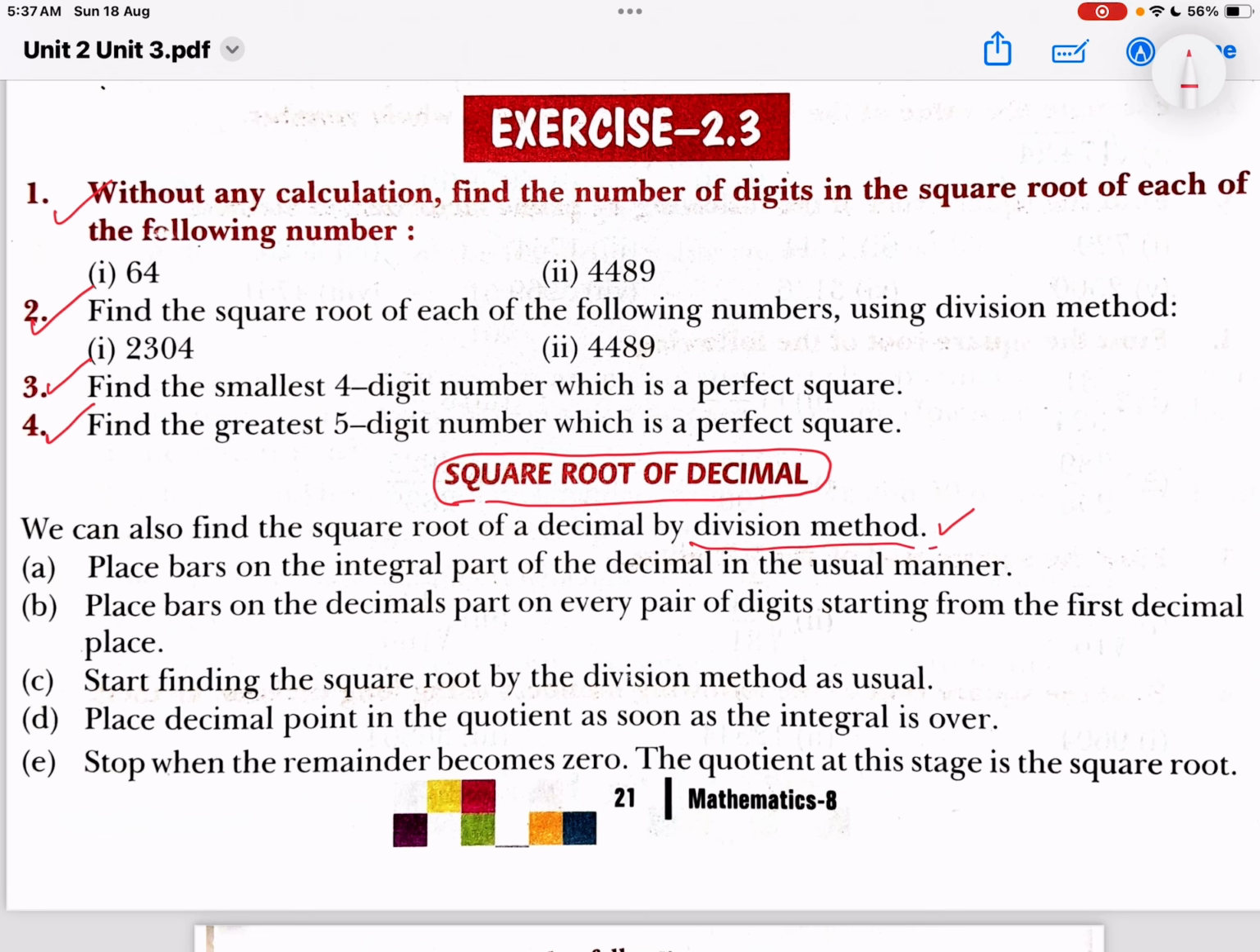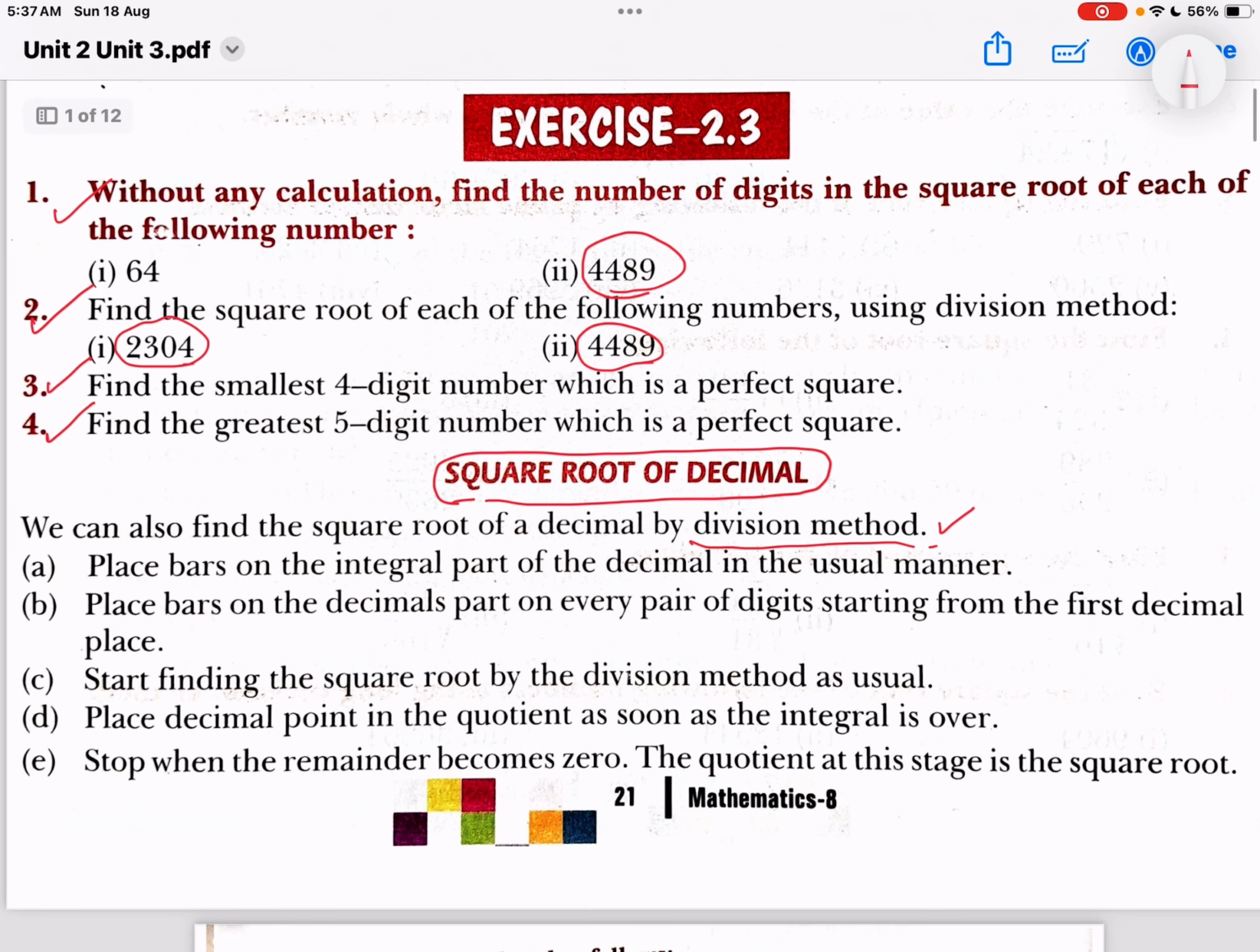Earlier we have found the square root of a number by the division method, and the numbers were integers like this. But here the number would be in the format of 6.4, like 3.24. Whatever number it would be, it would be in the form of a decimal number.